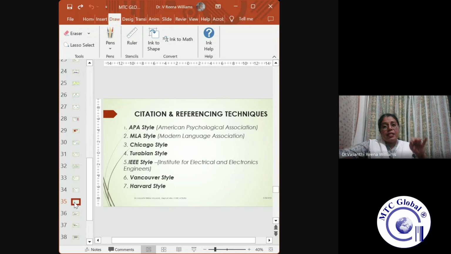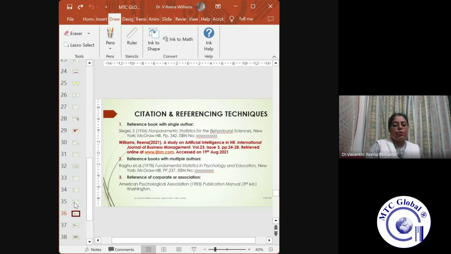So in that case, I told you, they had asked for APA style only, but there are other styles as well. The other one is called the MLA style, Modern Language Association. That also has its own format. Or the Chicago style, or the Arabian style, or the IEEE style, or the Vancouver style, Harvard style. These are all different kinds of styles that you use. The next is citation.